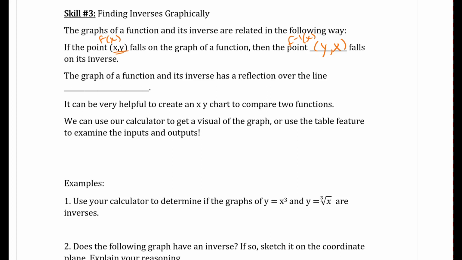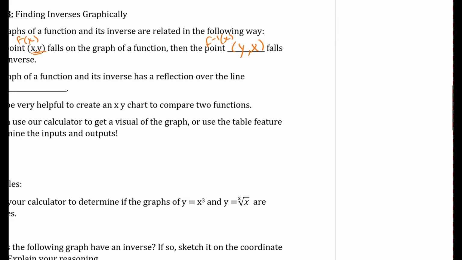They change spots. An example of that would be if I had two tables, with x and f of x here, and over here x and the inverse function of that. Let's say I had 1, 2 here, the inverse would be 2, 1. Or if I had something like 3, 5, this would be 5, 3. They literally flip-flop spots on a table.